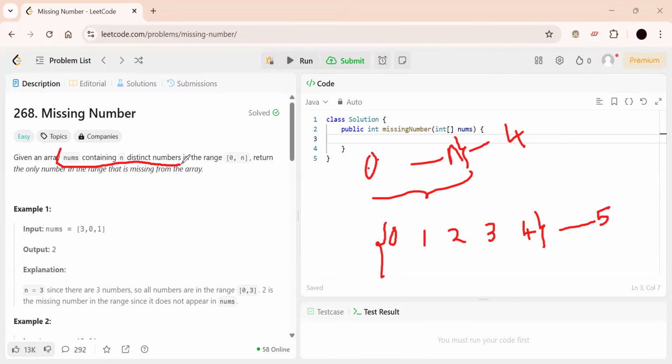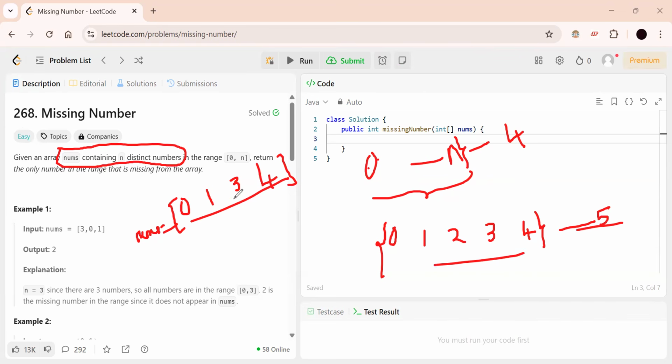5. But in the array, how many numbers will be there? The nums array contains n distinct numbers, which means your input array contains only 4 numbers. Here you have 4, here you have 5, and you need to find out the missing one. What was the missing one, guys? Very good, it was 2.